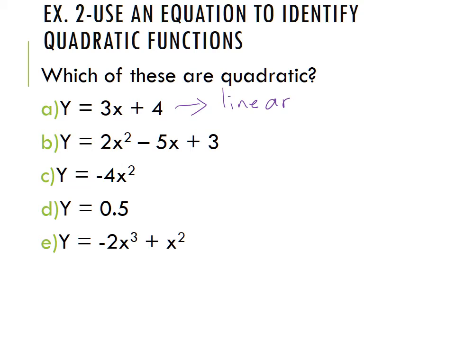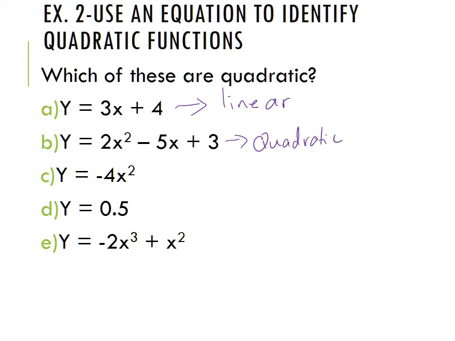The next one, B: 2x squared minus 5x plus 3. We maybe have not seen something like that before. Definitely not y equals mx plus b. It's not linear, for sure. What I am going to tell you, though, is I'm just going to let the secret out. This is quadratic.